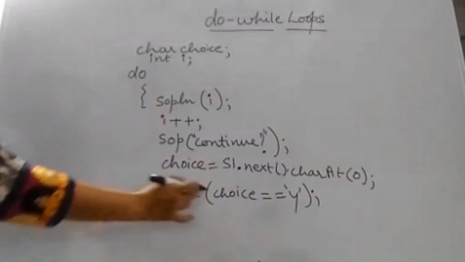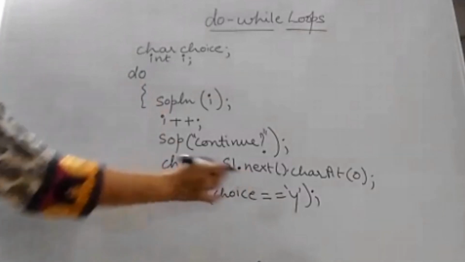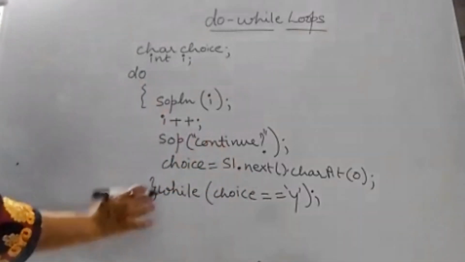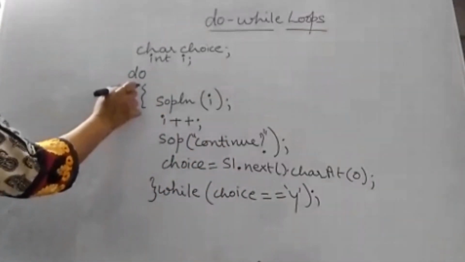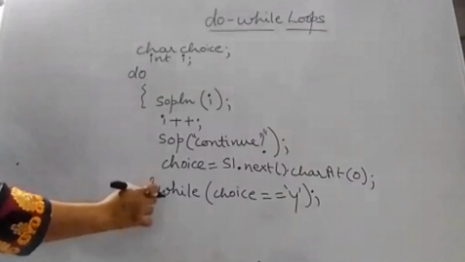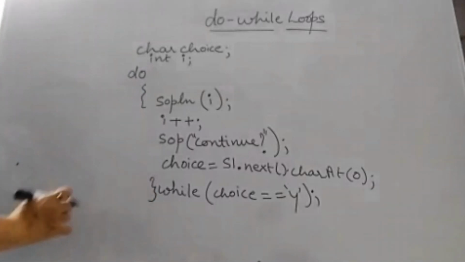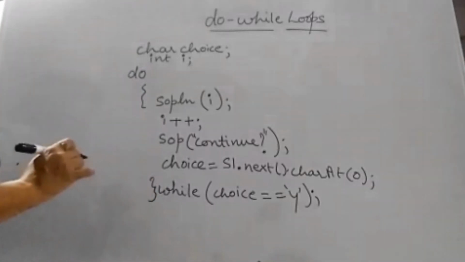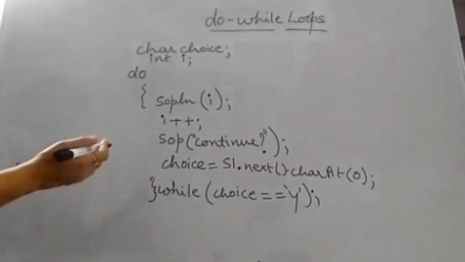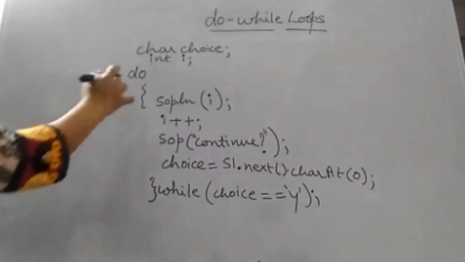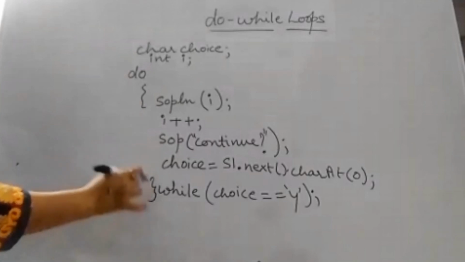You can see while choice equal to y. So the condition is given at the end, and after do you write the statements first and then it will check the condition. In a while loop, you are checking the condition at the beginning of the loop. But in a do-while loop, you are checking the condition at the end of the loop.